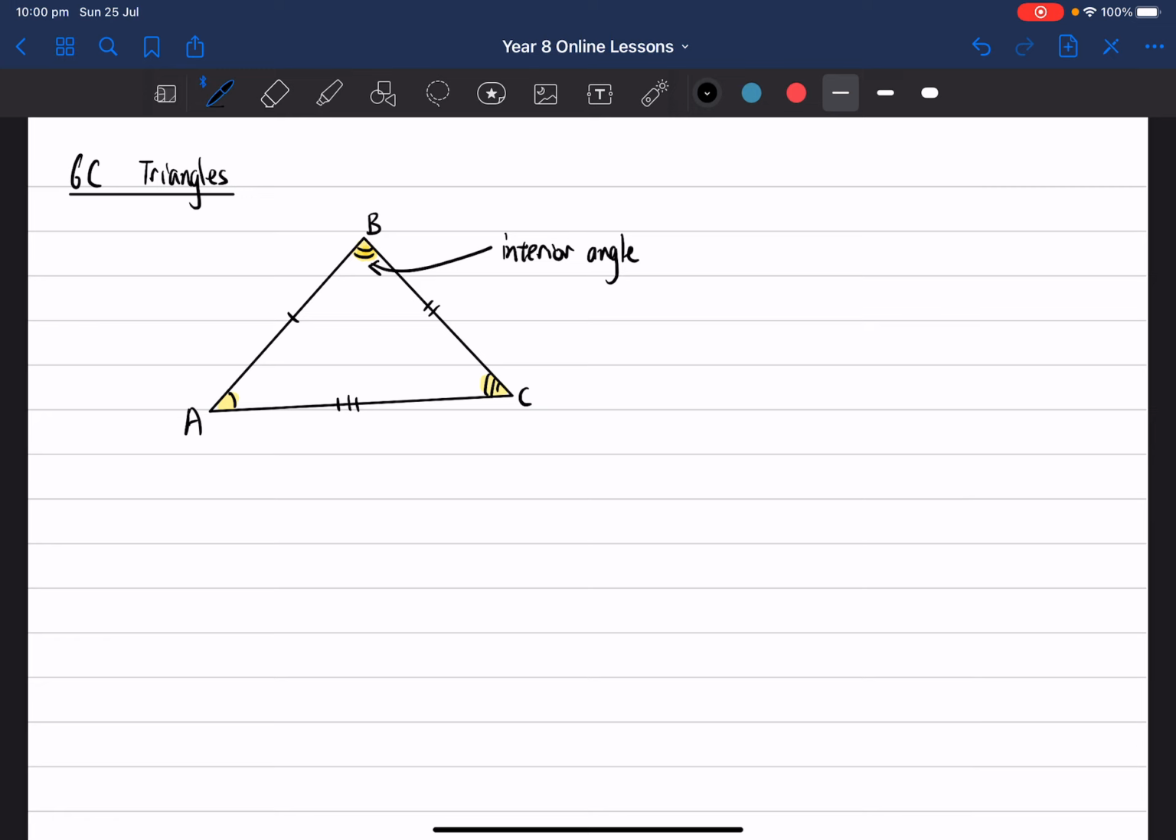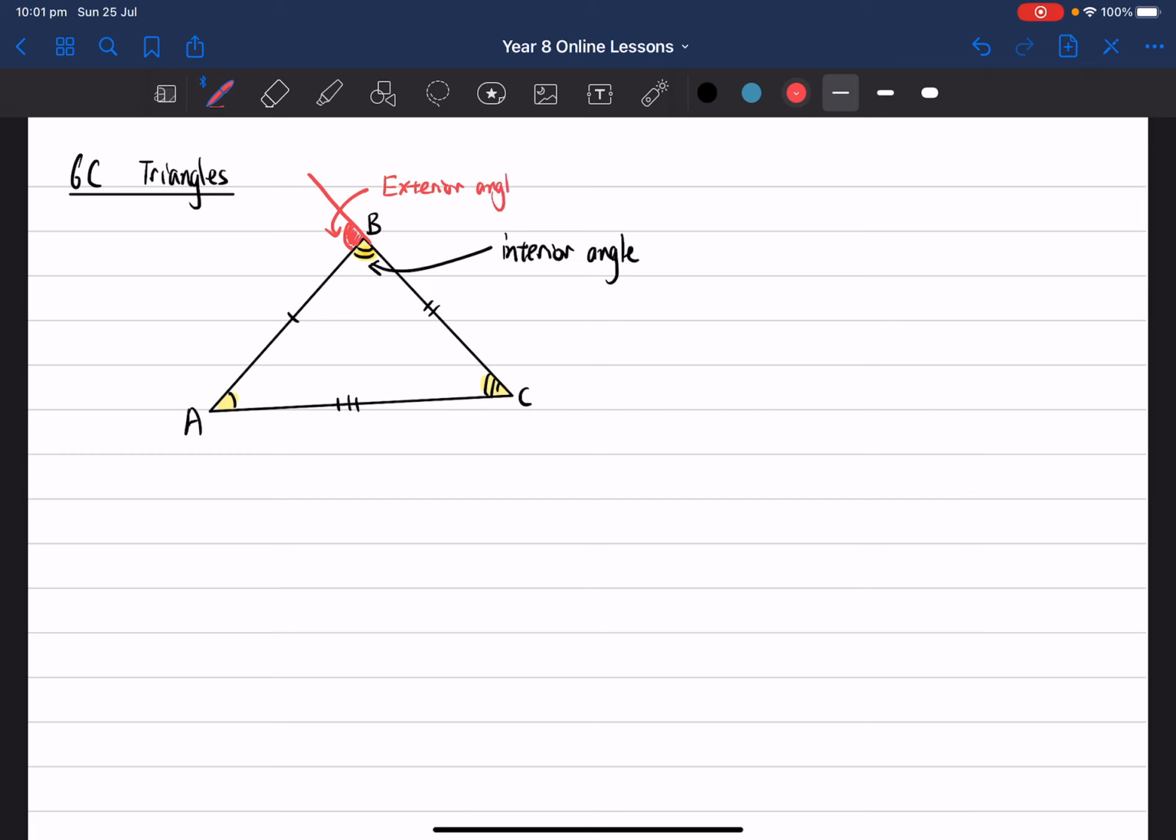Now, what is the exterior angle of a triangle? If you extend a line, for example, if you extend the side BC in either direction, it doesn't matter which way, you can see there's an angle formed here. These two angles have a special name, supplementary angles. They add together to equal 180 degrees. The name of this angle is the exterior angle. So one is interior, which is inside the triangle, and the other one is the exterior angle.